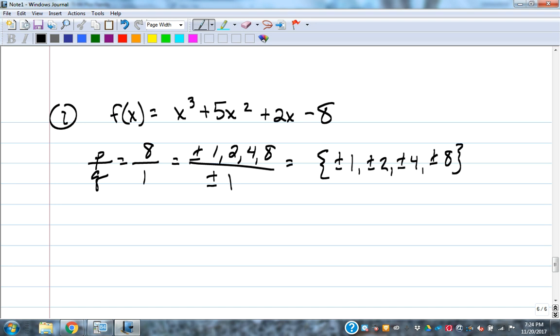How many zeros should we find? Why? Because the highest exponent is 3. Okay. What's my next step before I do synthetic here? What do I have to do to decide what goes on the shelf?